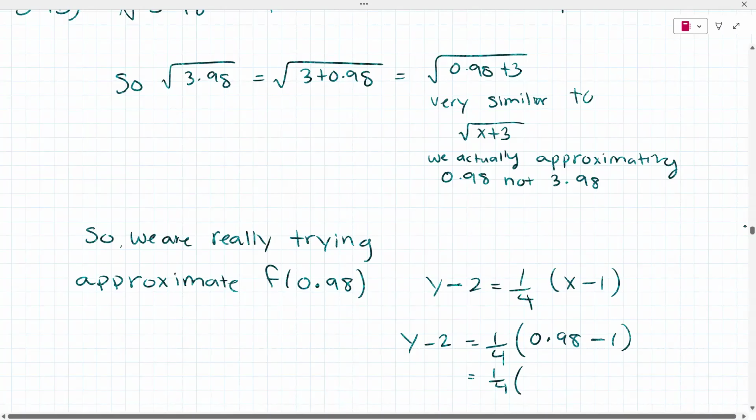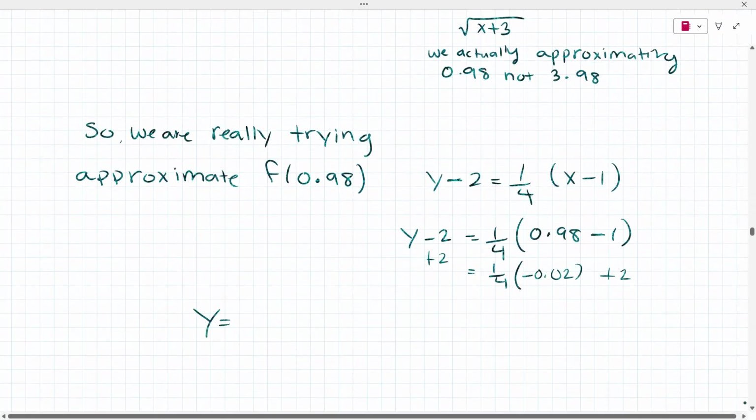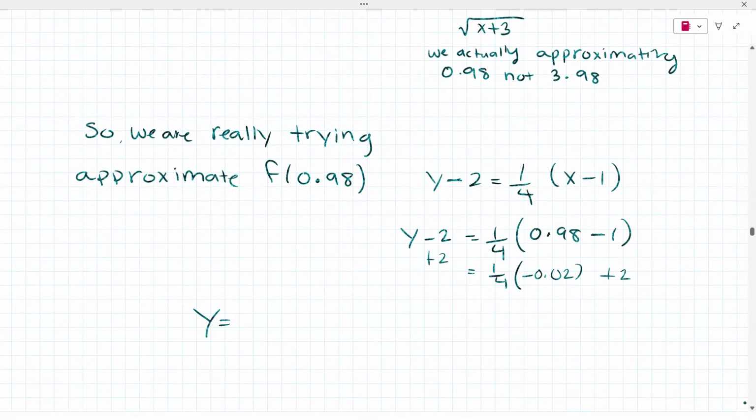And then 0.98 minus 1 is negative 0.02, and then you add 2, add 2. So you get y equals 1/4 times negative 0.02 plus 2, that is 1.995.